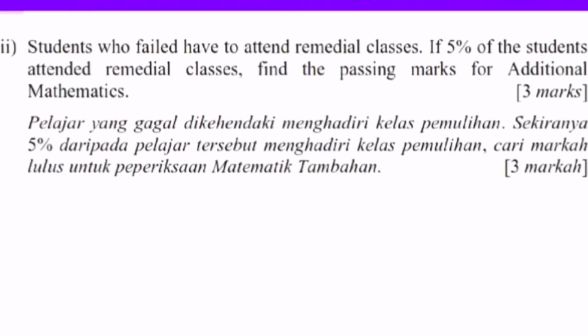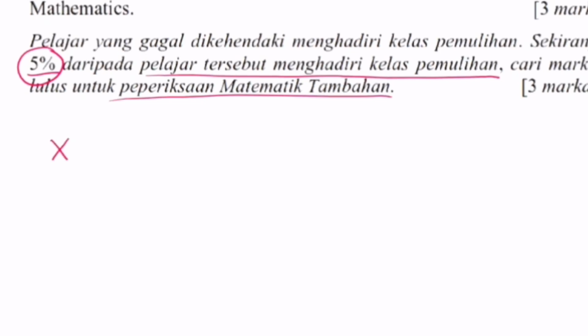Now let's solve part 2. Students who fail have to attend remedial classes. If 5% of the students attended remedial classes, find the passing mark for additional mathematics. Now let's get started to solve this backward question. Just now was forward. Just now we started from X to Z to graph, then the probability.